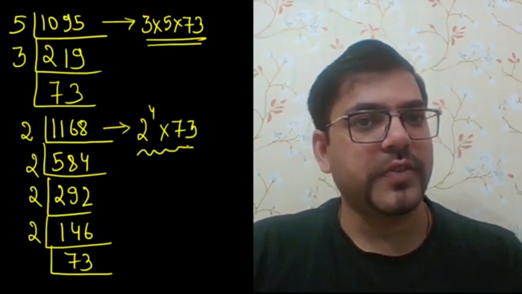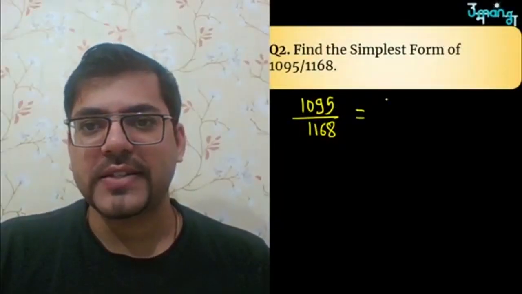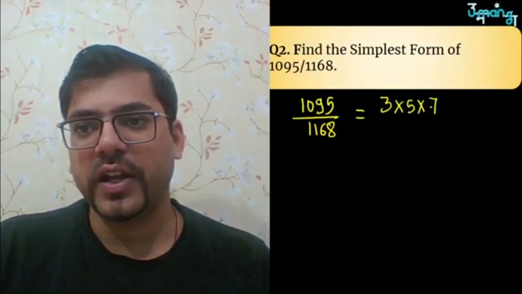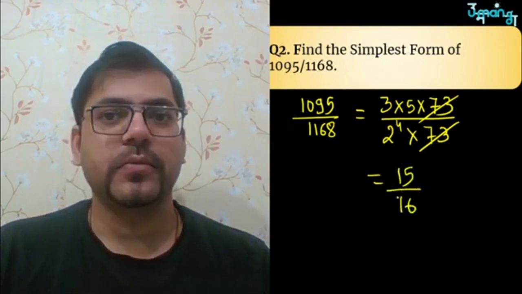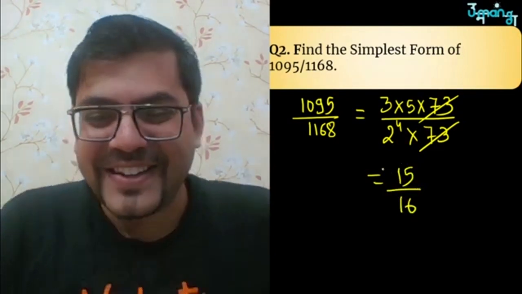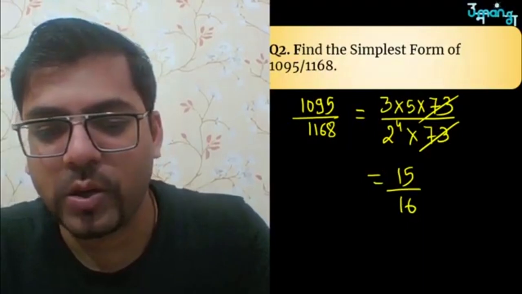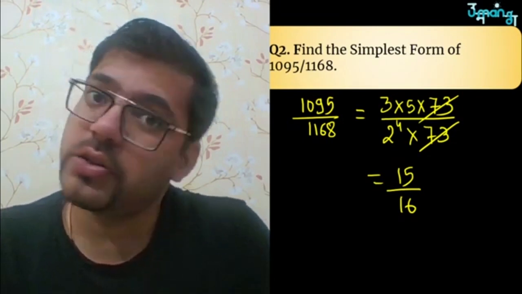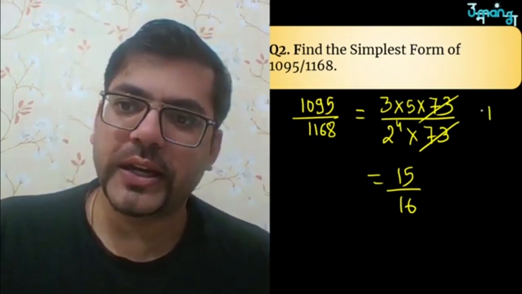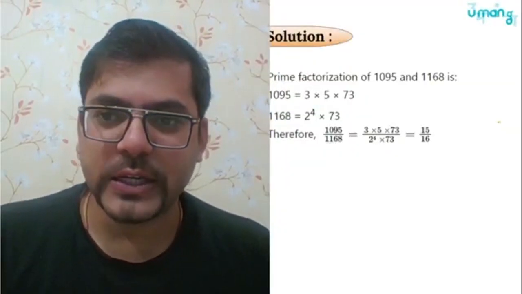So we got the prime factorization of the second number and the first number. We just need to put it there. So here 1095 is nothing but 3 into 5 into 73 divided by 2 raised to power 4 into 73. So undoubtedly 73 gone. So you got 15 upon 16. That is the simplest form. Is it not easy? I'm finding it easy. Maybe you can also. These type of questions you might get in your standard maths paper. Surely it can be a 1 marker or sometimes even a 2 marker. So this is the solution, 15 by 16.